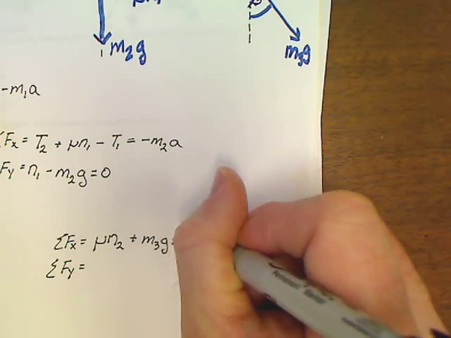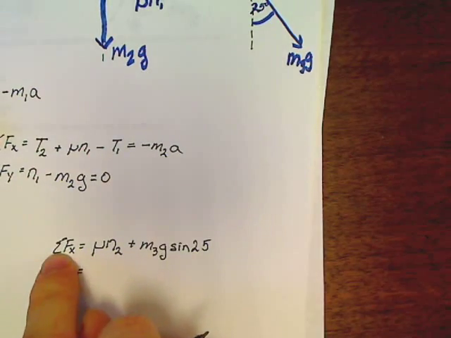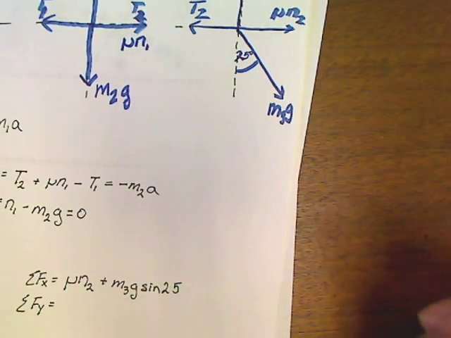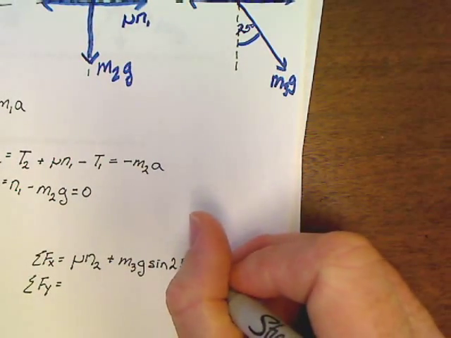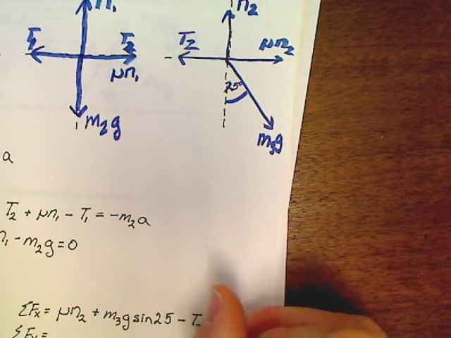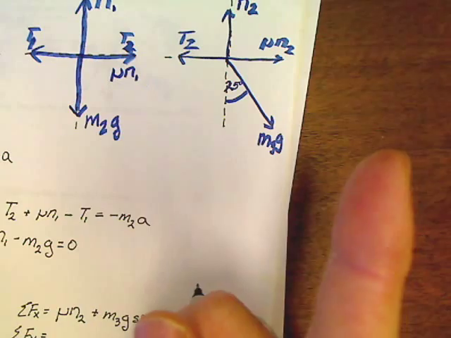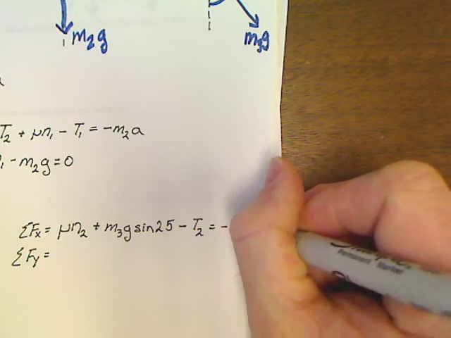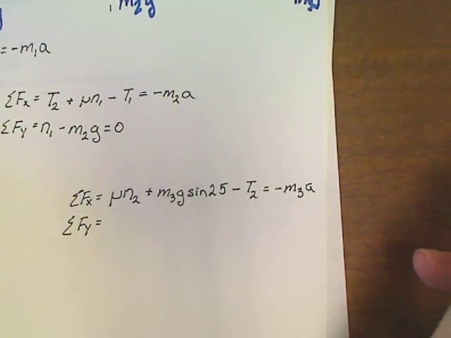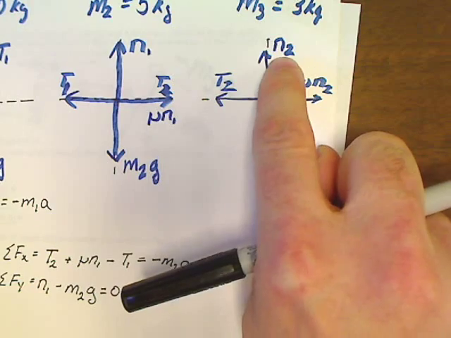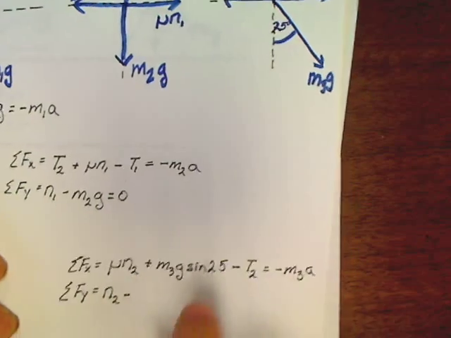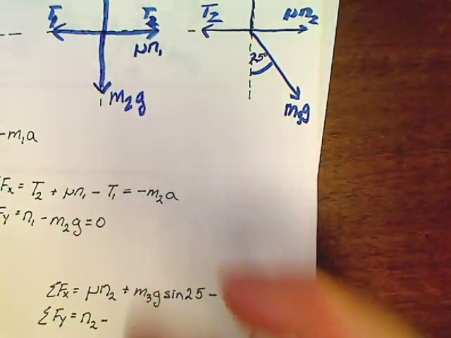And if you're sitting there going, why are we using sine for an x? It's because I'm off this y-axis. This is the angle of the hill, 25, minus T2. And this object's moving this way to the left, so it's equal to negative M3A. And then sum of the forces Y would be N2 minus M3G cosine 25.